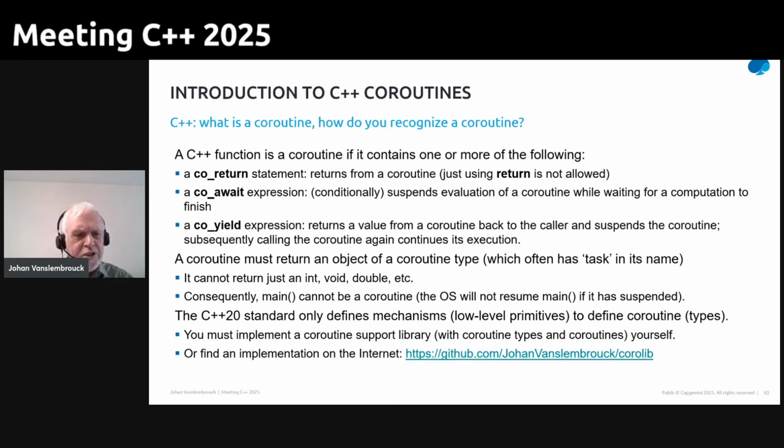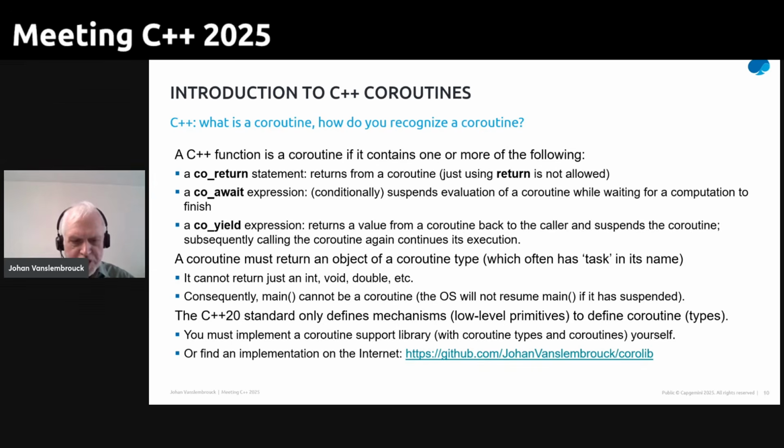Now the next slide talks about how do you recognize the C++ coroutine. That's something we have already seen in the first slide with the co-return, the co-await. There was no co-yield on that one. And also we've seen a special return type. It's not just int or void or double. It was, in that case, a sync task with int as a template parameter.